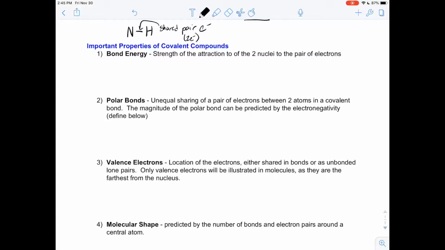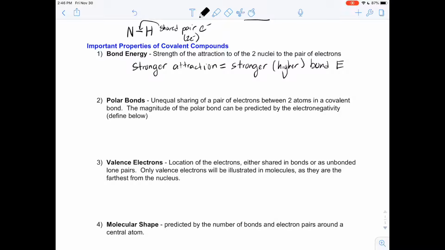Bond energy is the strength of the attraction between the two nuclei based upon the shared pair of electrons. So if we think about the stronger the attraction, that would give us a stronger or higher bond energy. So the more that they're attracted to each other, the stronger that bond is going to be, and the more energy that would be stored in that bond.